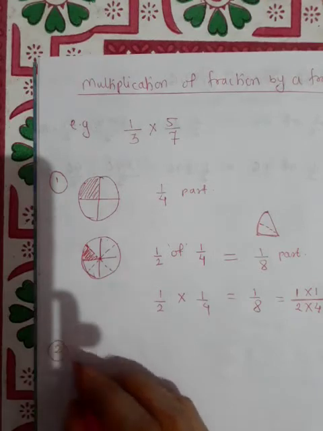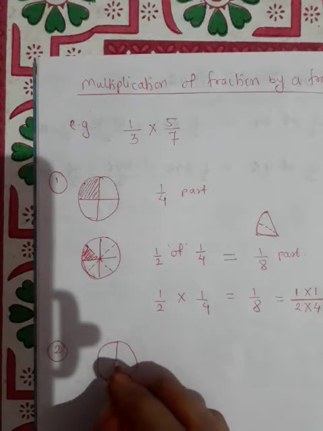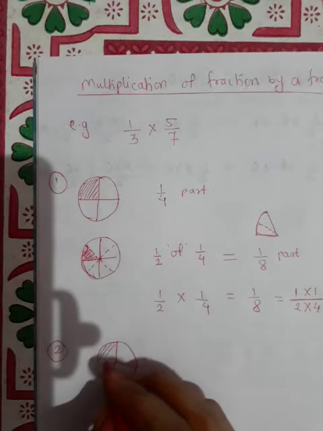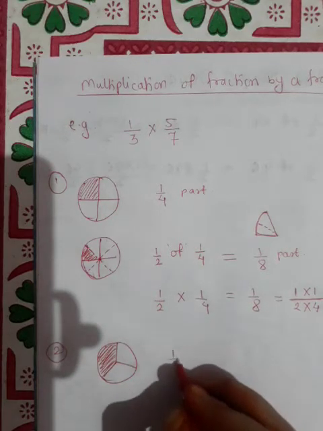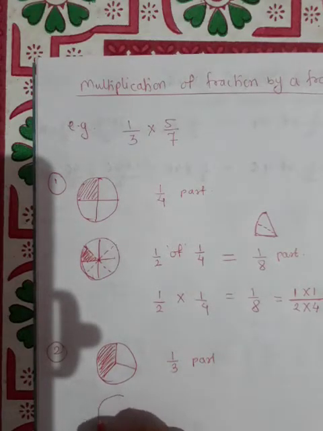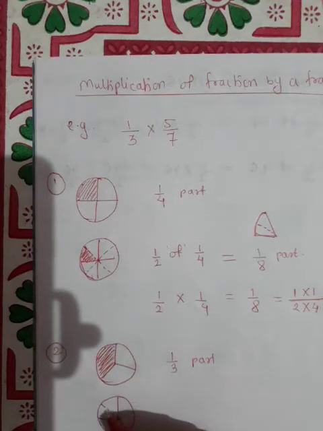Now see another figure. This is a circle, and if we make three equal parts of this circle, I have shaded one part of these three parts, so this shaded portion represents 1 by 3 part of the circle. And if we divide each part into two equal parts, then how many parts are there? 1 2 3 4 5 6.